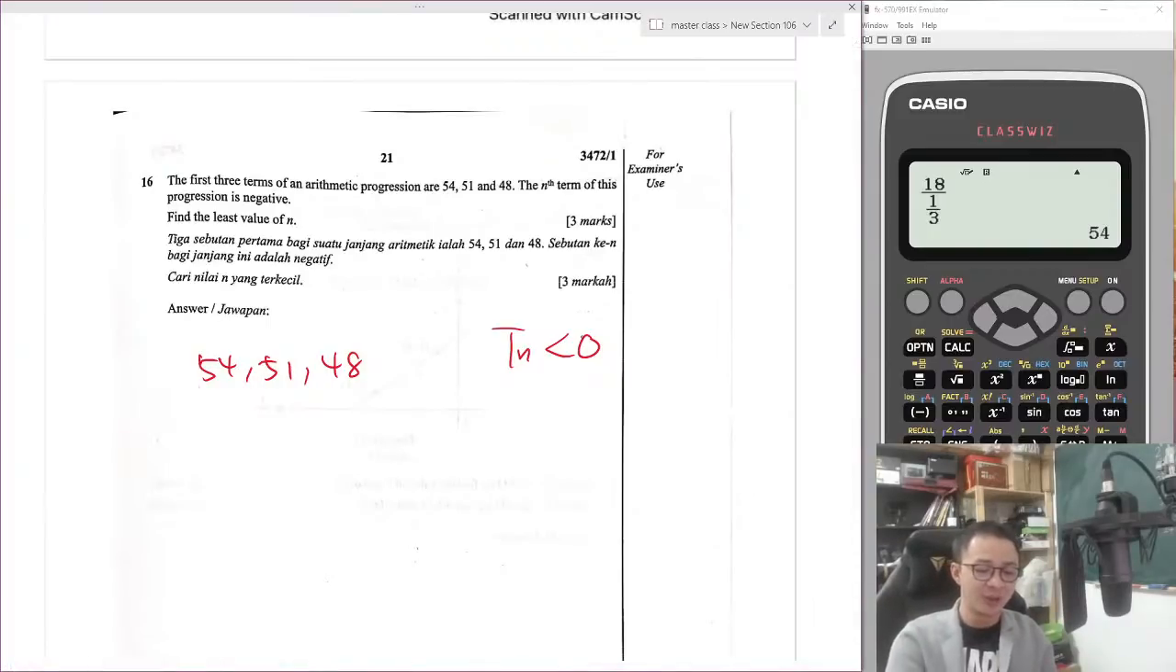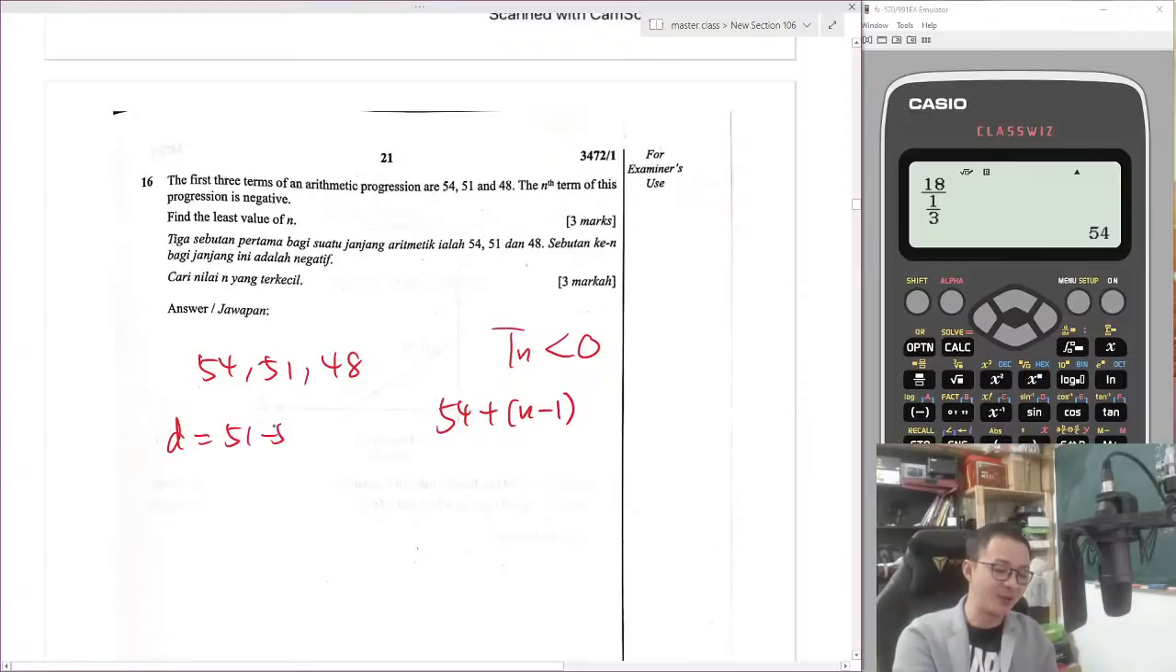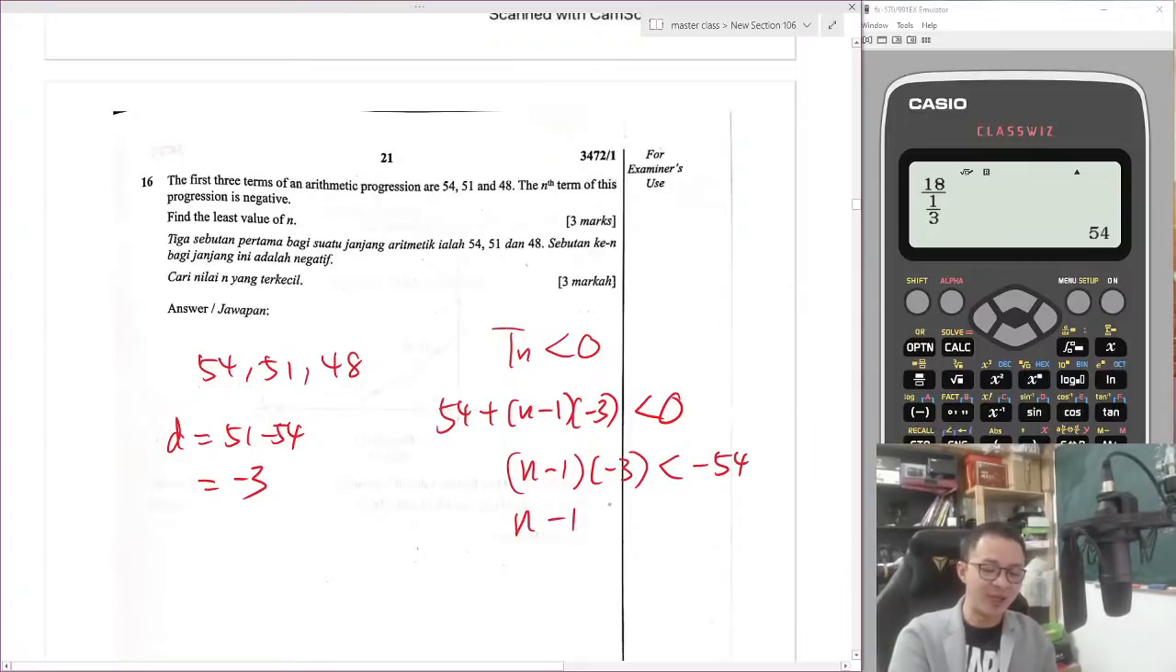I will just say a plus n minus 1 d. A is 54 plus n minus 1, and d will be 51 minus 54, so d is negative 3. So negative 3 less than 0. So n minus 1 times negative 3 will be negative 54. When I move negative 3 to the other side, I divide by negative 3 and change the sign, so it becomes negative 54 divided by negative 3. I will get 18, isn't it? So n will be bigger than 19.